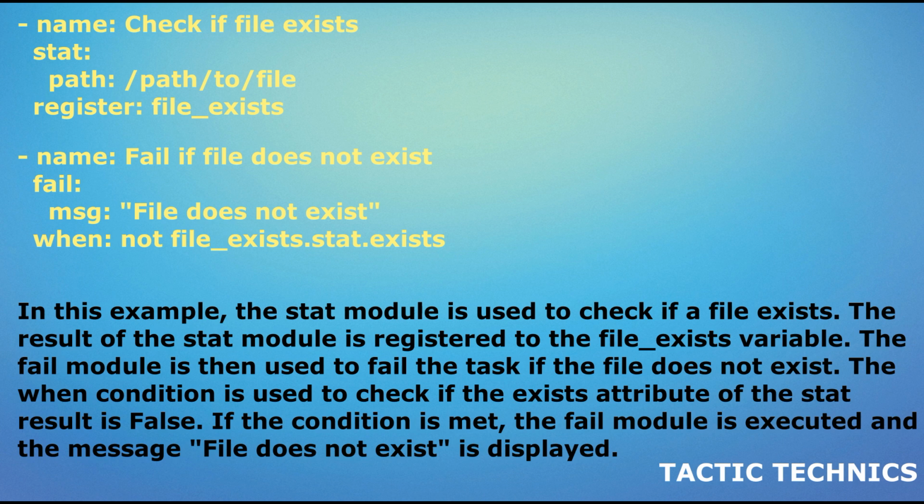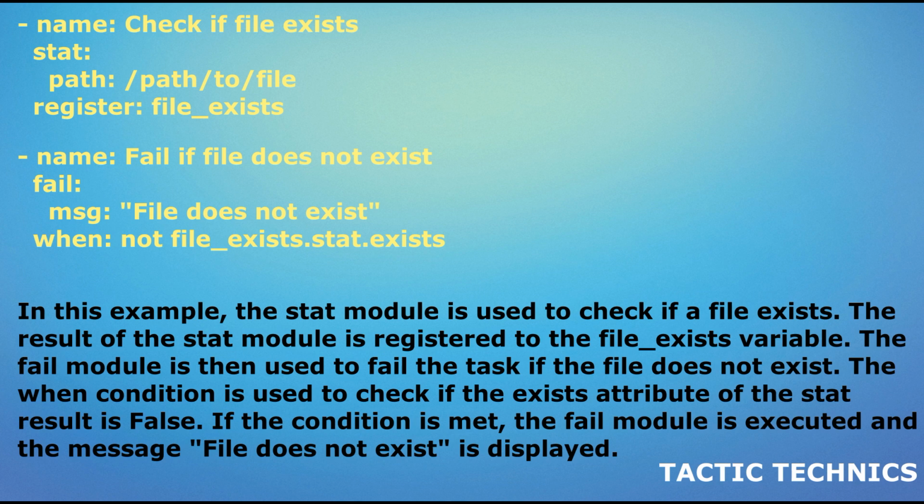In general, it's a good practice to include error handling in your playbooks to ensure that they are robust and can handle unexpected issues. In Ansible, the fail module is used to intentionally fail a task if a certain condition is met. This can be useful for enforcing specific conditions or stopping the playbook if a critical error occurs. Here is an example of how to use the fail module in Ansible.